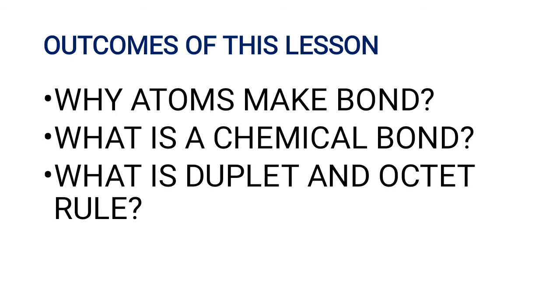Now today's class was all about the formation of chemical bonds and how they make bonds, what are the possibilities they make bonds. So today's lesson outcomes are why atoms make a bond, what is a chemical bond, and what is the doublet and octet rule. Just go through the topic from your textbook and watch the video again and again so that you will be finding the answers to these questions. Just understand them first, then write them.